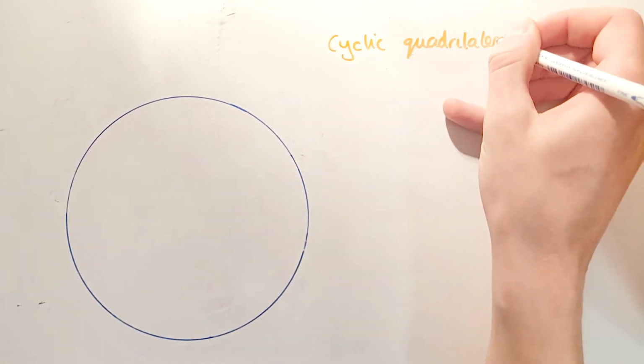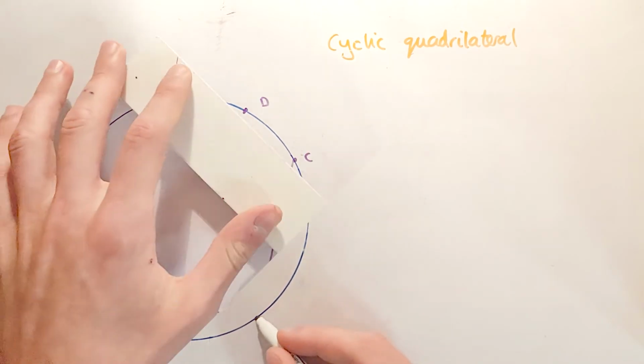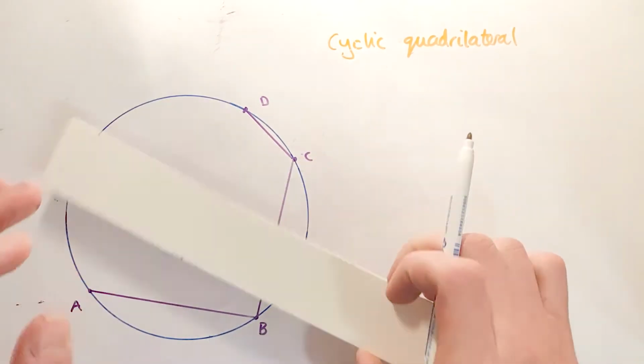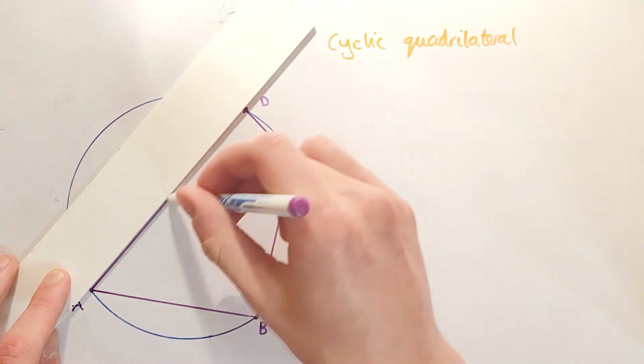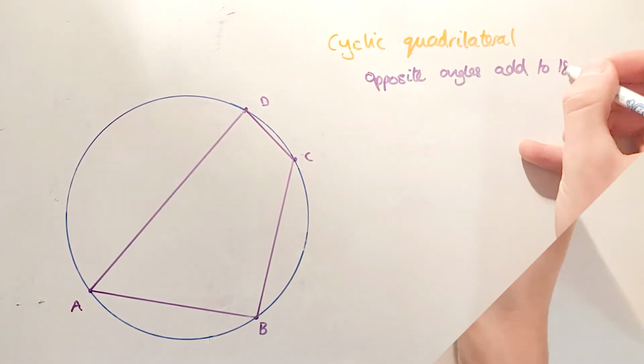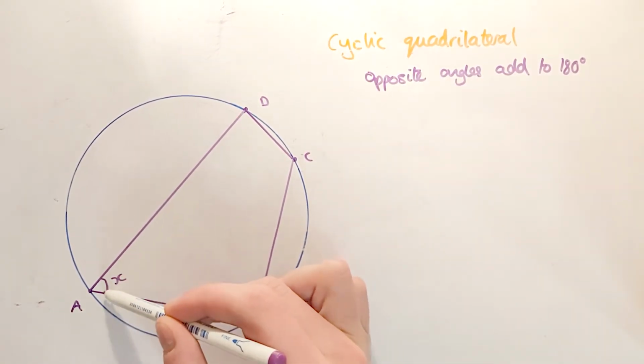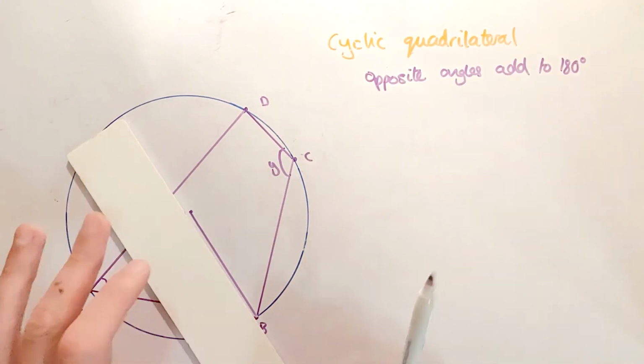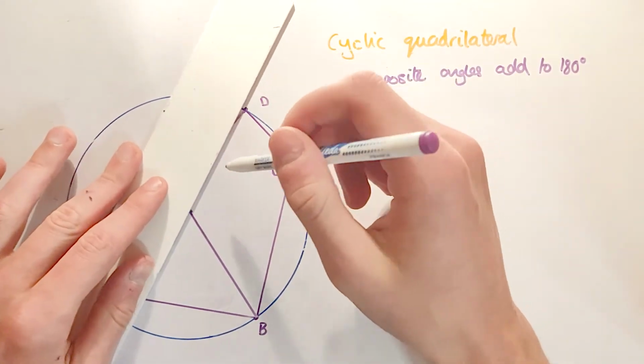Now let's draw a cyclic quadrilateral, which is a quadrilateral where all the points lie on the circumference of the circle. Angles opposite to each other in a cyclic quadrilateral always add up to 180 degrees, so let's prove this. First, mark on the pair of angles x and y. Then draw two radii here.